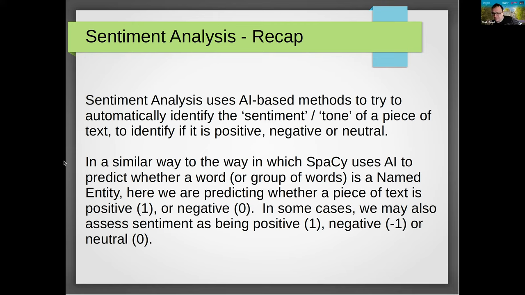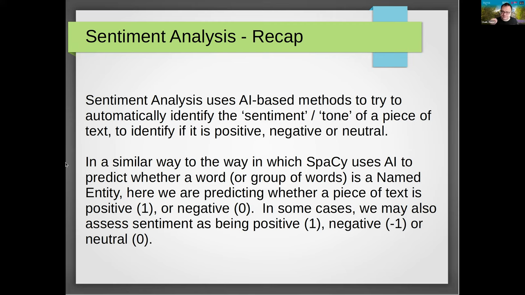So basically, we talked last week about the way in which SpaCy works. SpaCy does named entity recognition and part-of-speech tagging and noun chunking and all that kind of stuff that you looked at last week. SpaCy, remember, uses AI-based methods, specifically transformer-based methods now, but it's trying to basically predict whether a group of words or a word is a named entity or is a noun in this context, or this group of words represents a noun phrase.